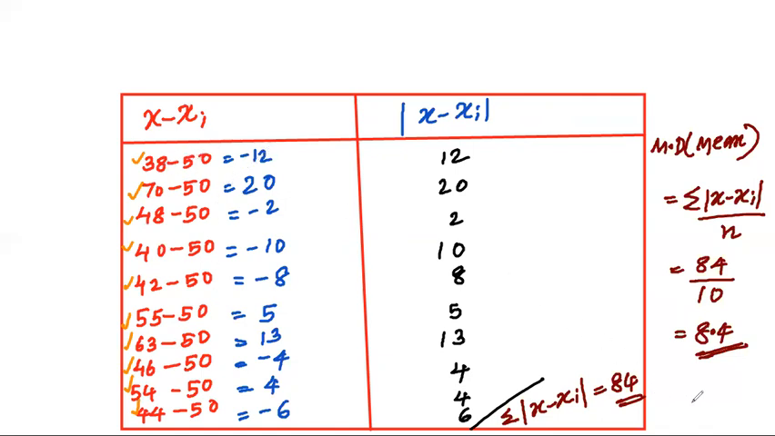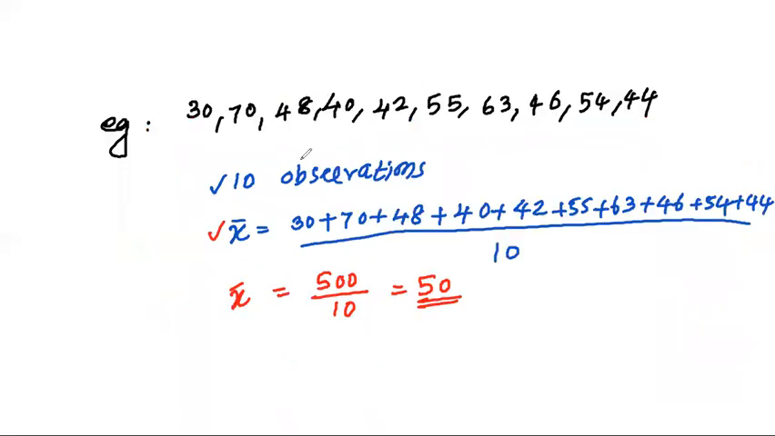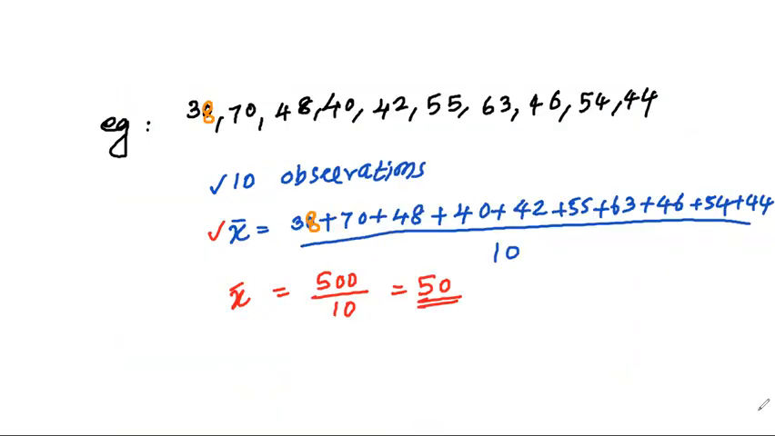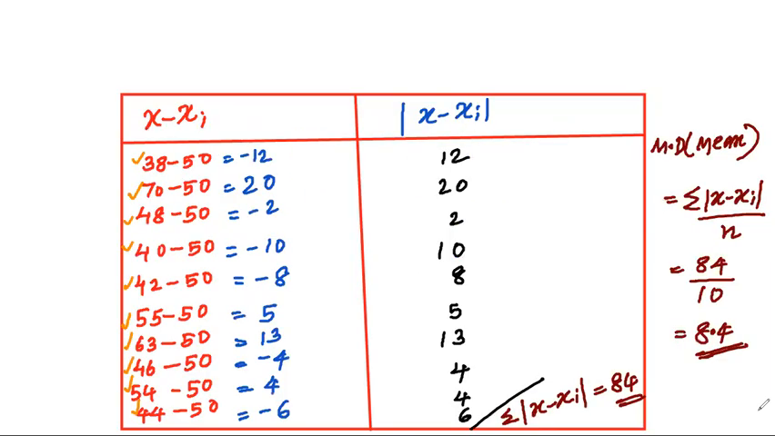I will show you the previous page. See, 38 is there. Sorry, actually the given information, this is not a 30, this is 38, okay? So from this first observation 38, I'm subtracting 50, which is my mean. Second is 70. From 70, I'm subtracting the same mean 50. From 48, I'm subtracting the same mean 50. Like that, from each given observation, we have to subtract the mean.